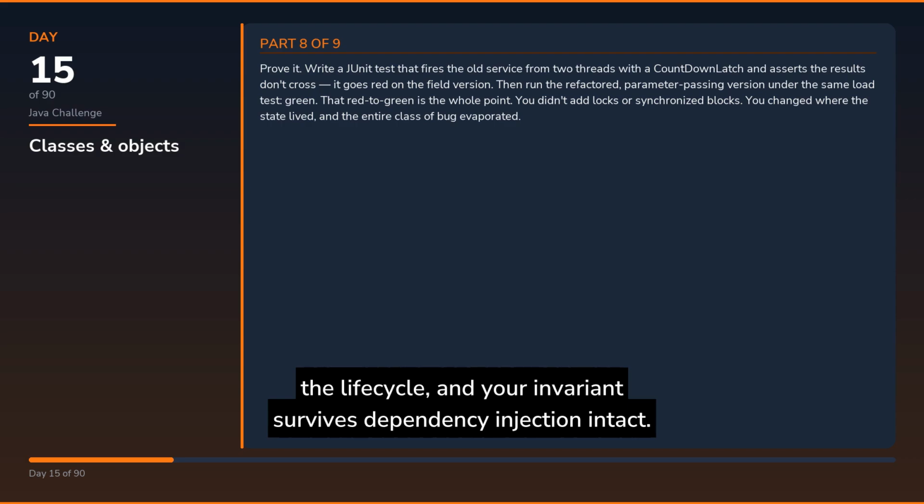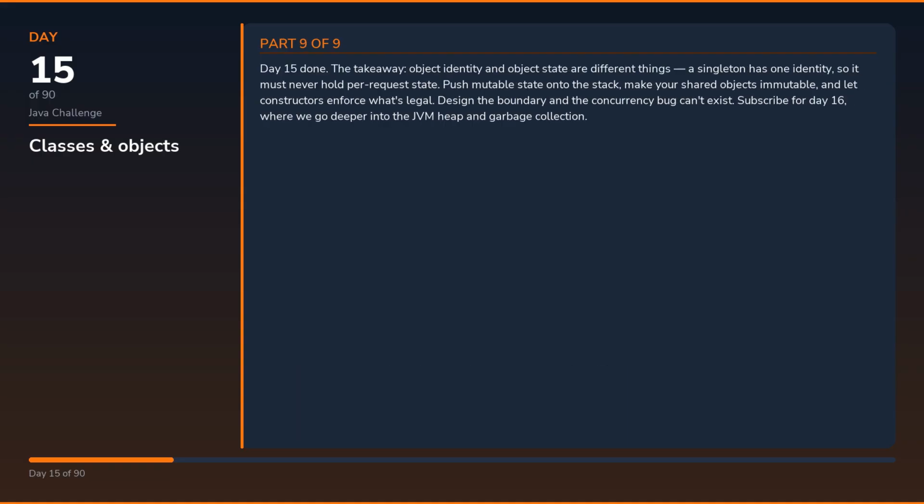Prove it. Write a JUnit test that fires the old service from 2 threads with a CountDownLatch and asserts the results don't cross, it goes red on the field version. Then run the refactored, parameter passing version under the same load test, green. That red to green is the whole point. You didn't add locks or synchronized blocks. You changed where the state lived, and the entire class of bug evaporated.